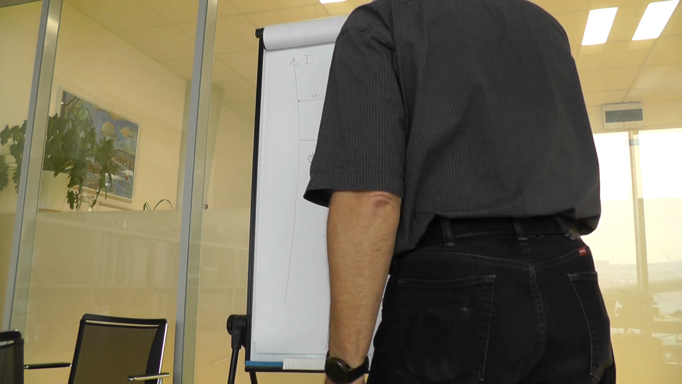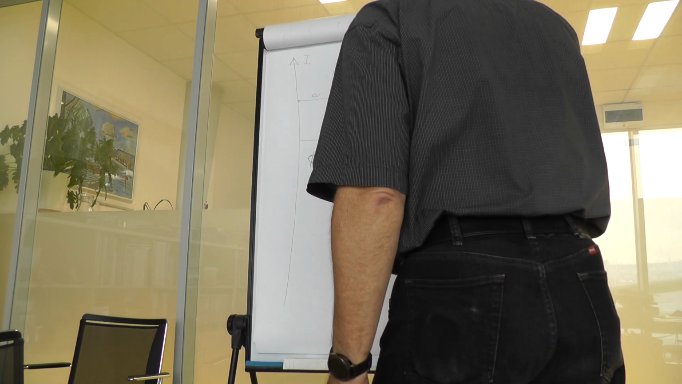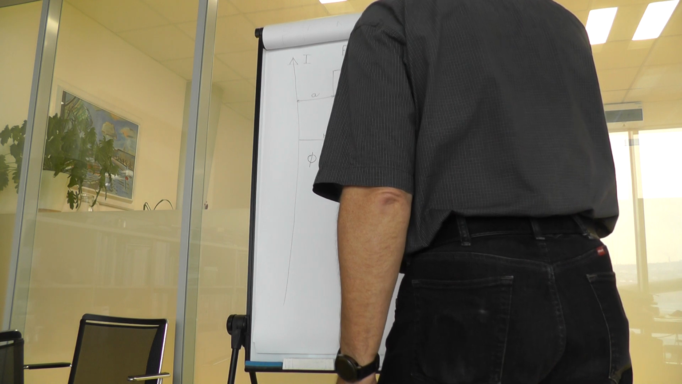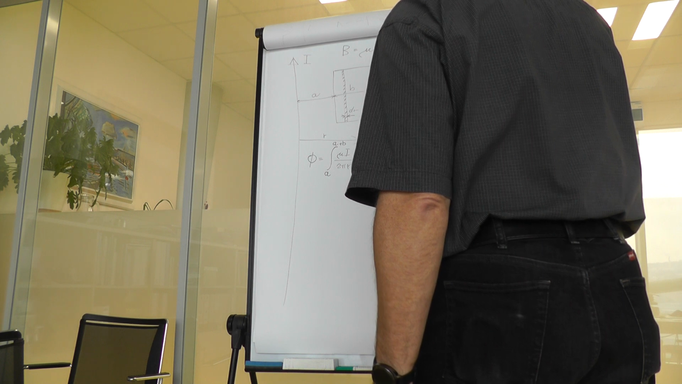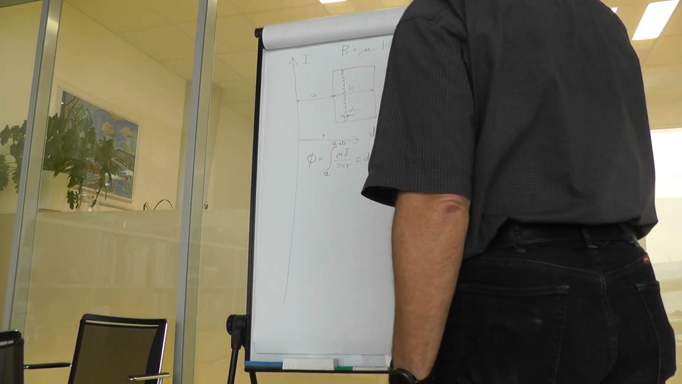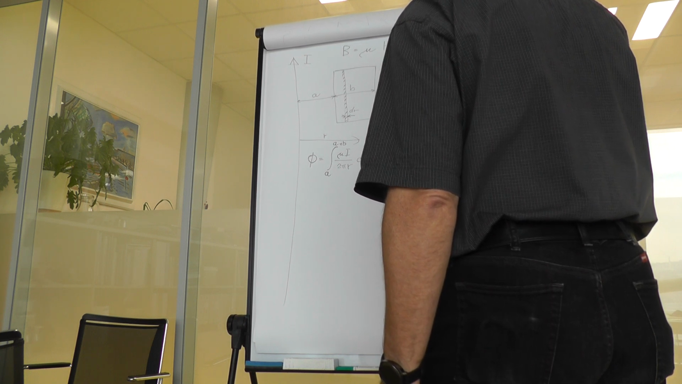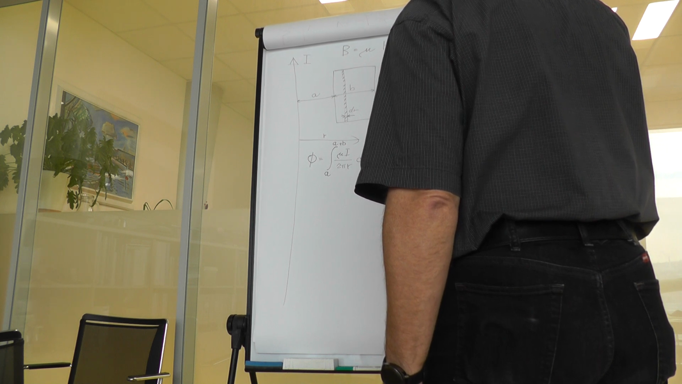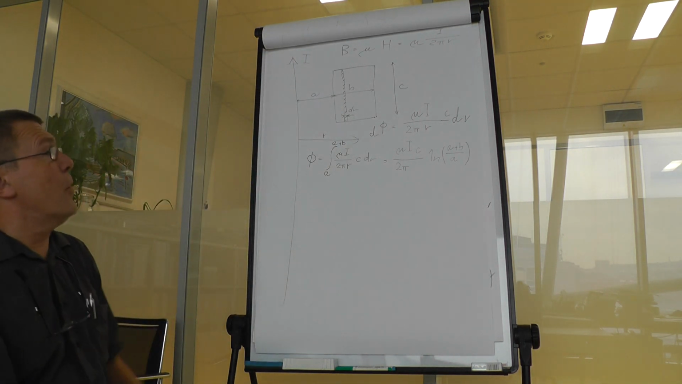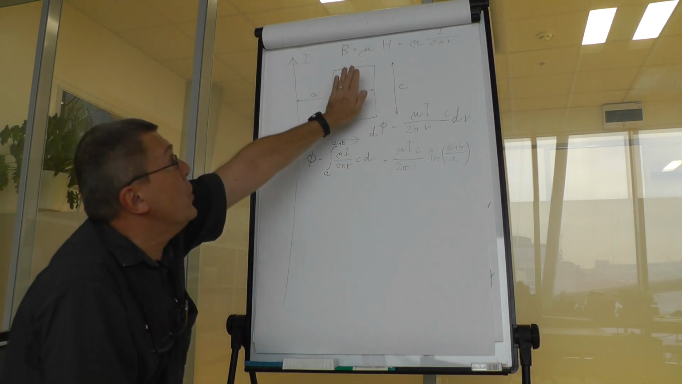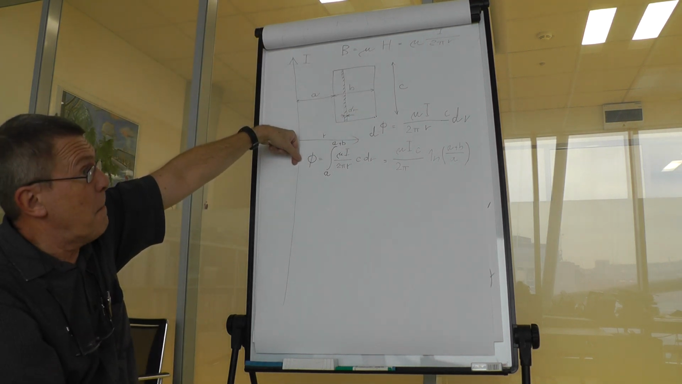Let's write it down. It is mu I over 2 pi c multiplied by logarithm of a plus b over a. So now we have got the full expression for the flux that flows through the loop caused by the current in the conductor.